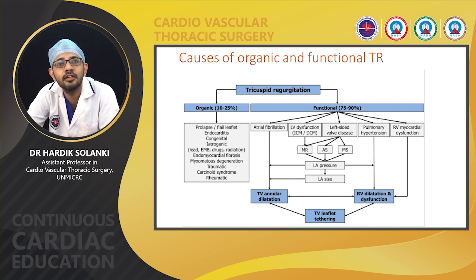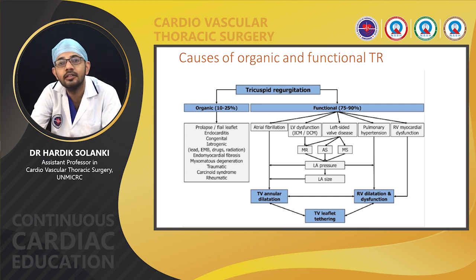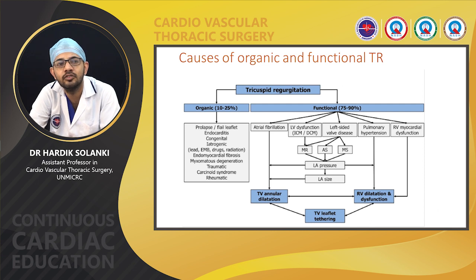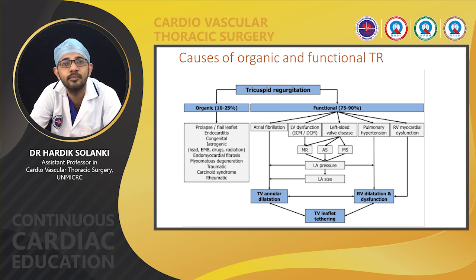In organic tricuspid regurgitation, there is a pathology within the tricuspid valve apparatus, meaning the tricuspid valve annulus, leaflets, chorda or papillary muscles. In functional TR, the pathology is elsewhere, meaning LV dysfunction, aortic stenosis, mitral valve pathologies, or any cause of pulmonary arterial hypertension that leads to RV remodeling and dilatation of the tricuspid valve annulus, which leads to secondary or functional TR.